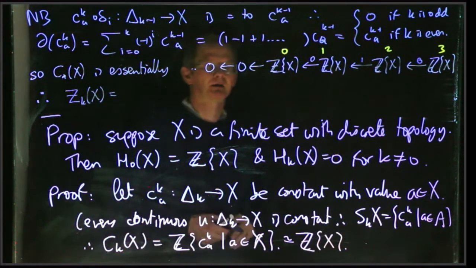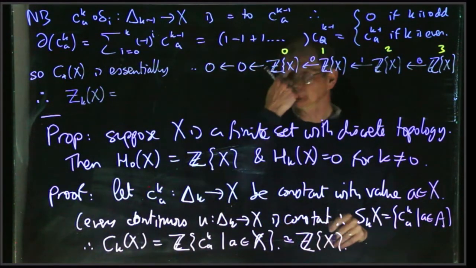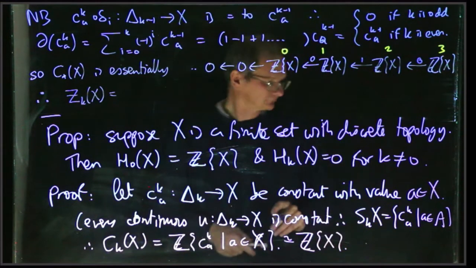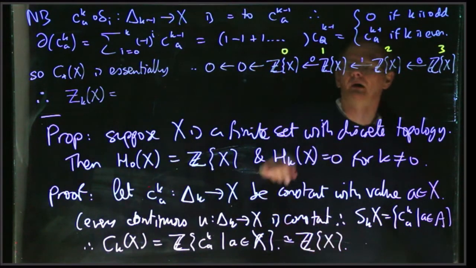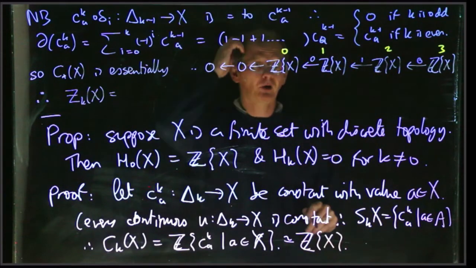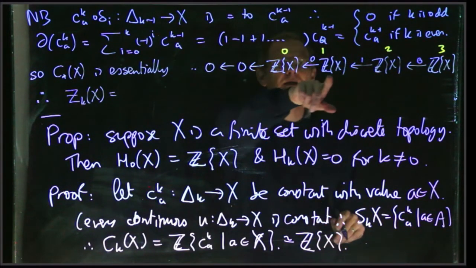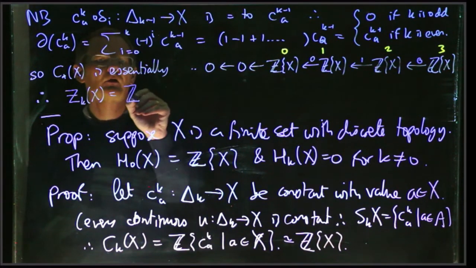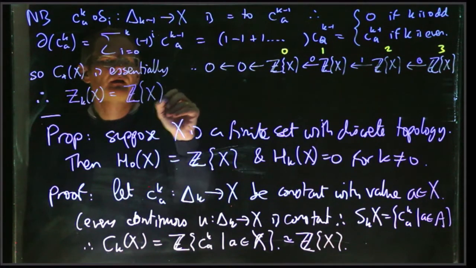So what's the Z_k(X)? That's your kernel. Okay, so the kernel of the map here. So often this is going to be the whole thing, right? I mean, this is the whole free abelian group on X.